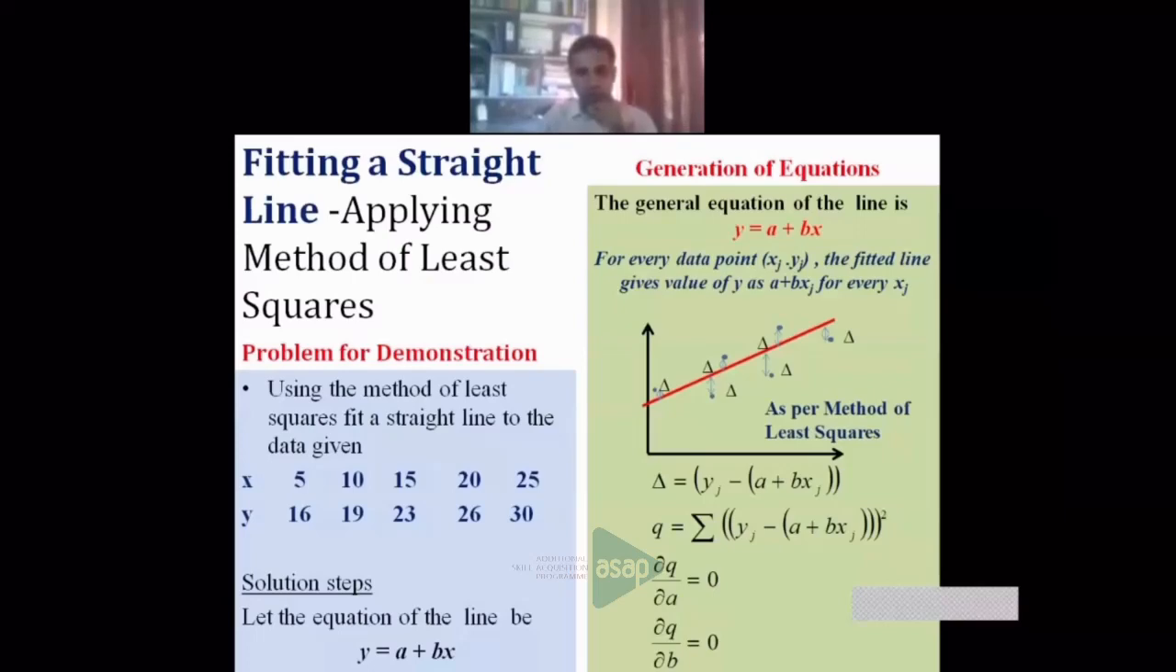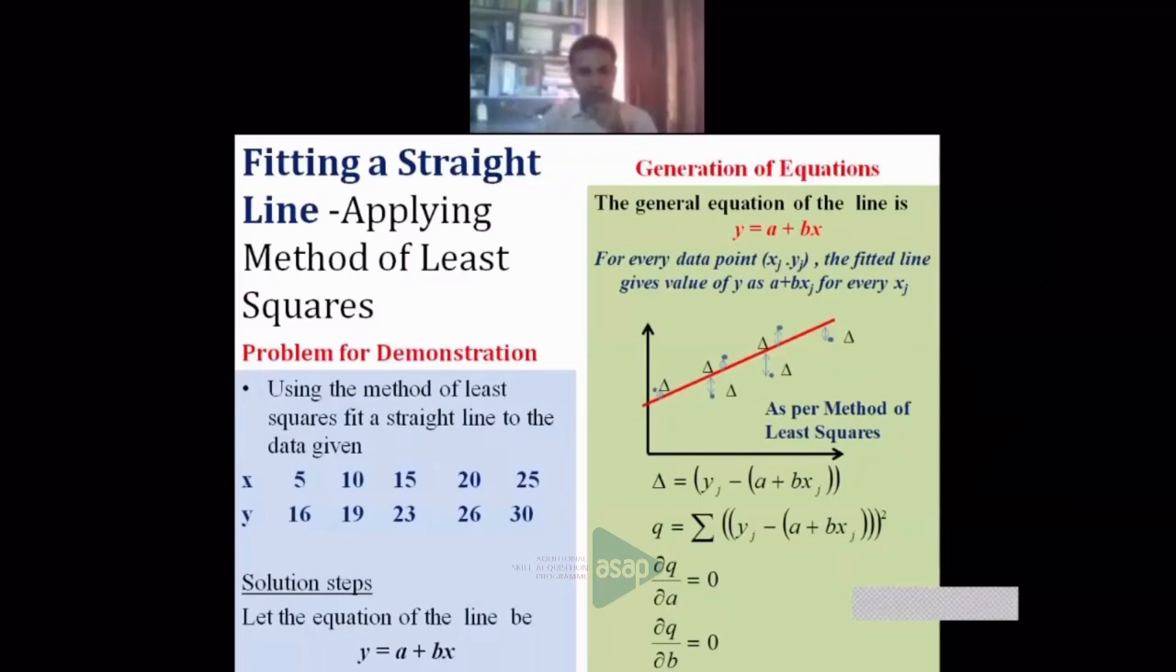The problem that I have given for the discussion today is this. I have 5 data points. The x has values 5, 10, 15, 20, and 25. The y has values 16, 19, 23, 26. Now you are asked to pick a straight line. So you are trying to see how we shall adopt the best straight line fit.